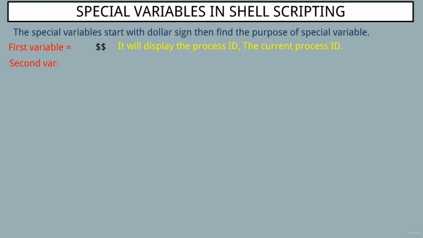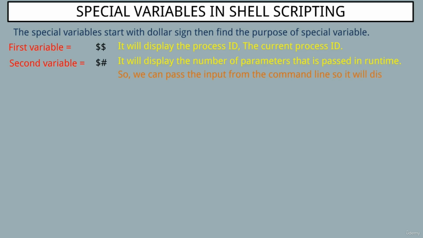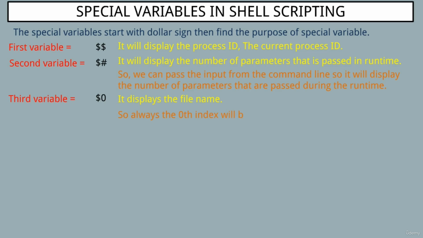The next is $#. It will display the number of parameters that are passed in runtime. So we can pass the input from the command line, and it will display the number of parameters that are passed during the runtime. The next is $0 and it displays the file name. So always the 0th index will be containing the file name itself.